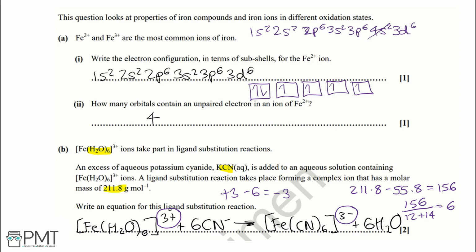To get the marks for this question, you get a mark for having [Fe(CN)6]3- as your product, or your complex ion. And then you get your second mark for having the rest of the equation correct.